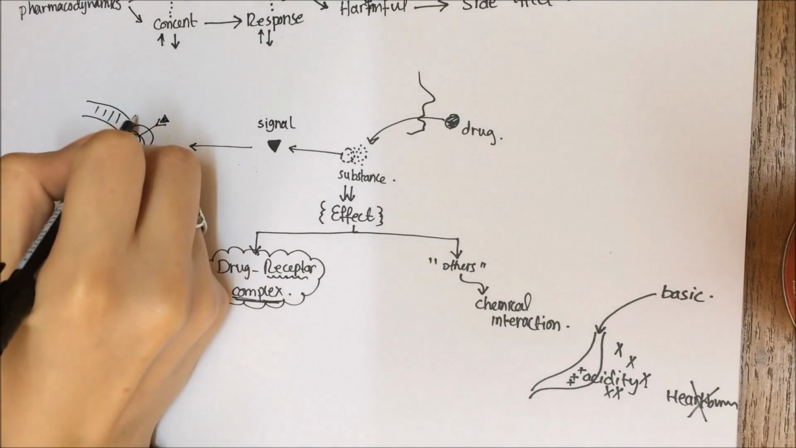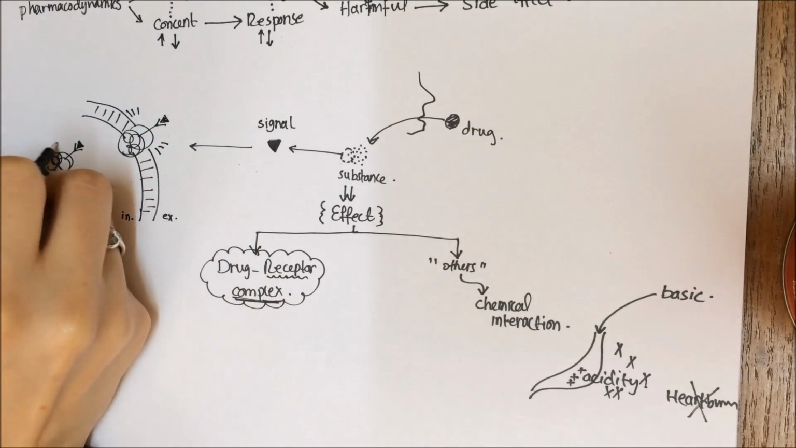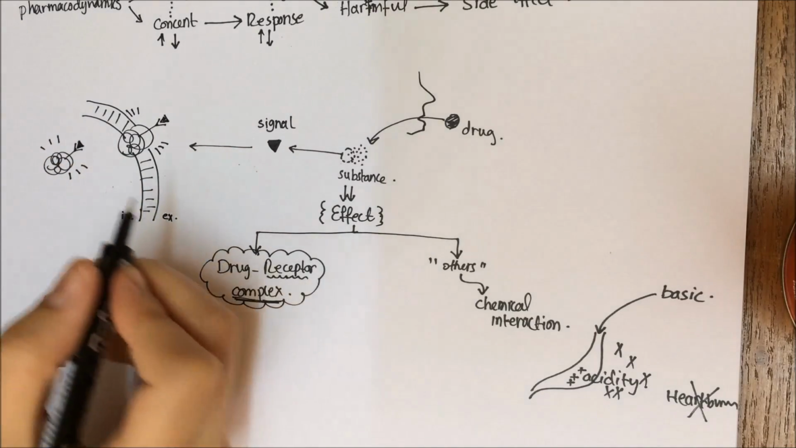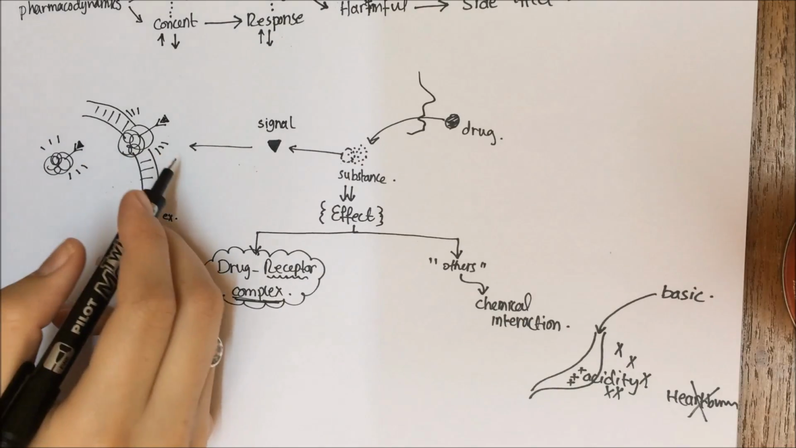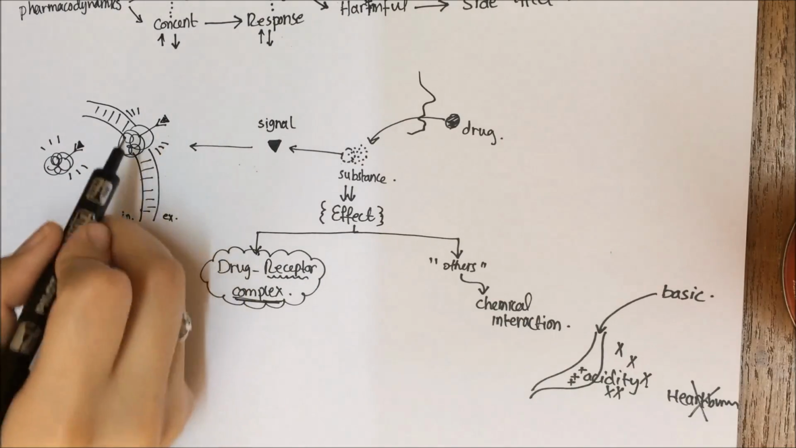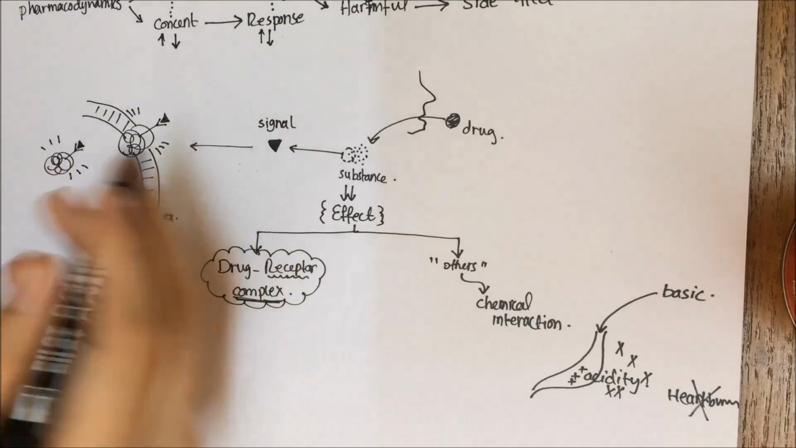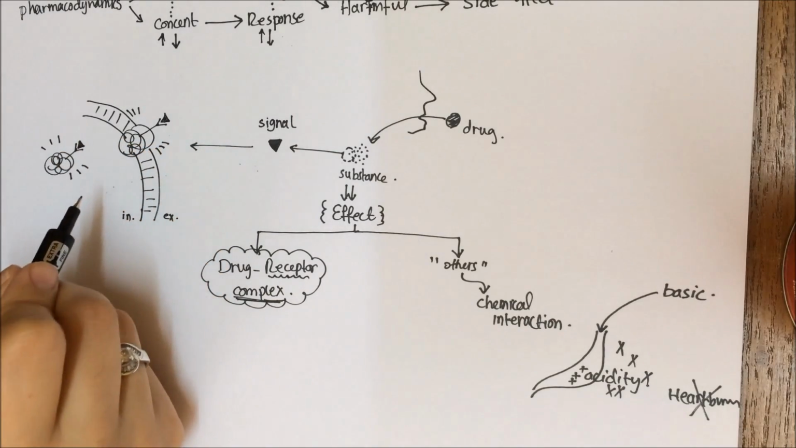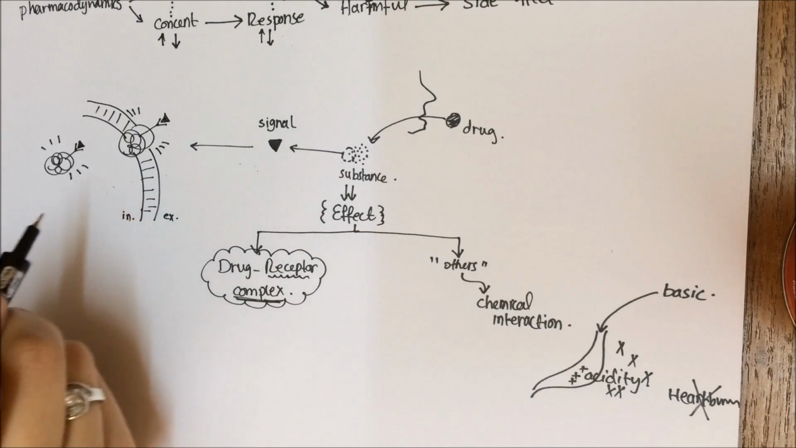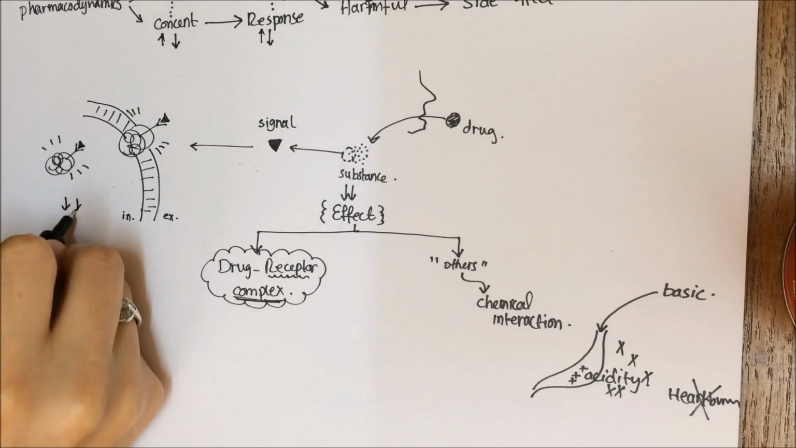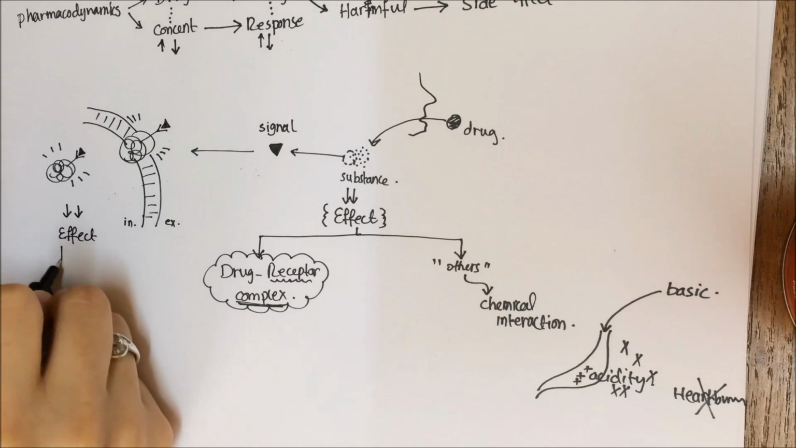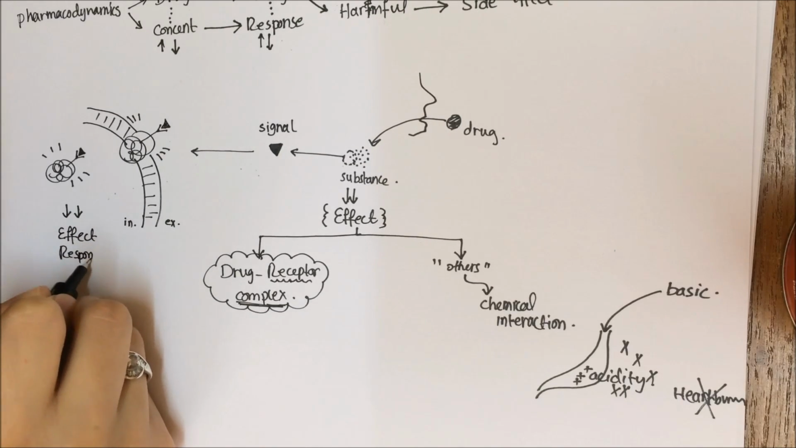When it is bound to it, this complex will be activated. It's like putting the magical key inside a certain lock of a certain door, and when they are together, there will be a response. Okay, it is activated and there will be a response in this cell. So ultimately we will get a certain effect, a certain response.